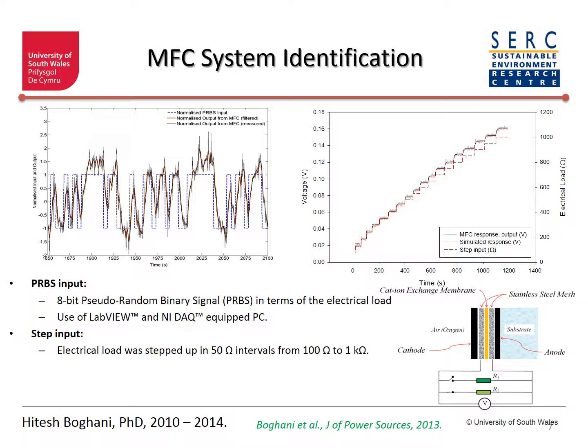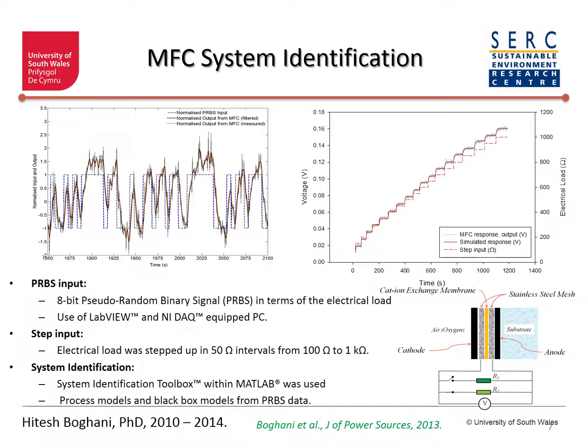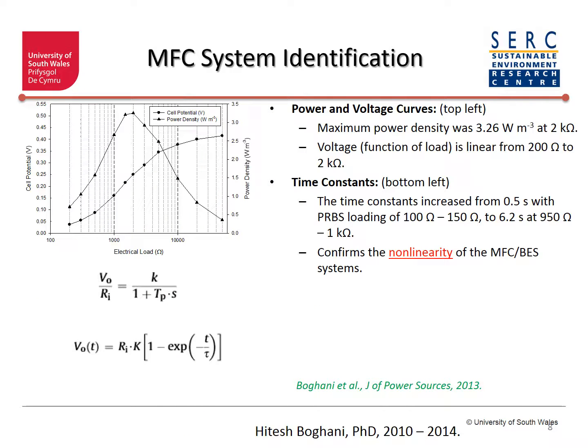I had also looked at the step responses for the same range. From the data generated, I extracted mathematical models using the system identification toolbox within MATLAB. I assumed the response from MFCs to follow a first order type response, and so I modeled them accordingly. Here in the bottom of the graph, you can see the mathematical form of a first order system, which contains a time constant and steady state gain.